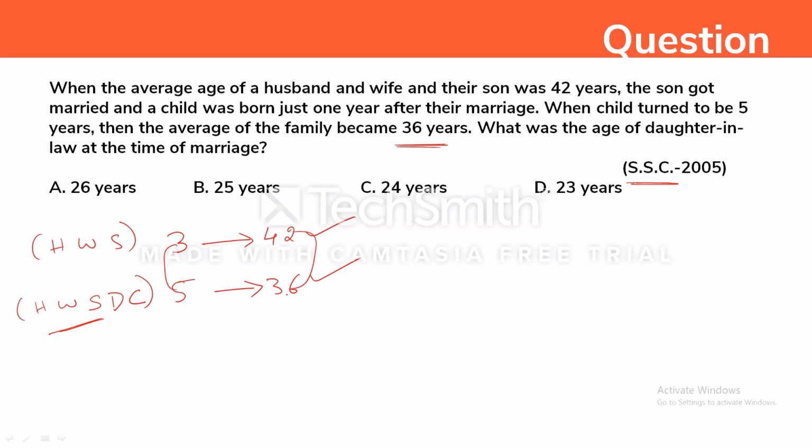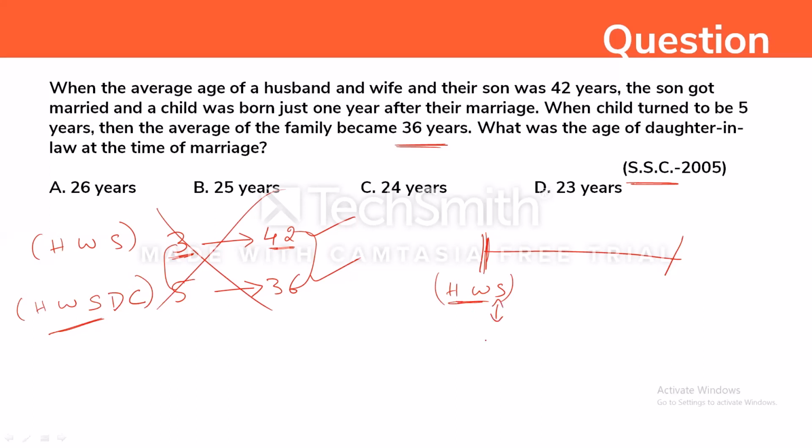I will tell you the reason. If you had tried this question by applying the shortcut directly, you would end up with a wrong answer. The reason is that here three members' average is 42 years. At the initial stage, if you understand this line diagram, let me draw the timeline. Initially who all are there? Husband, wife, son. Initially three members are there. Now the son got married.